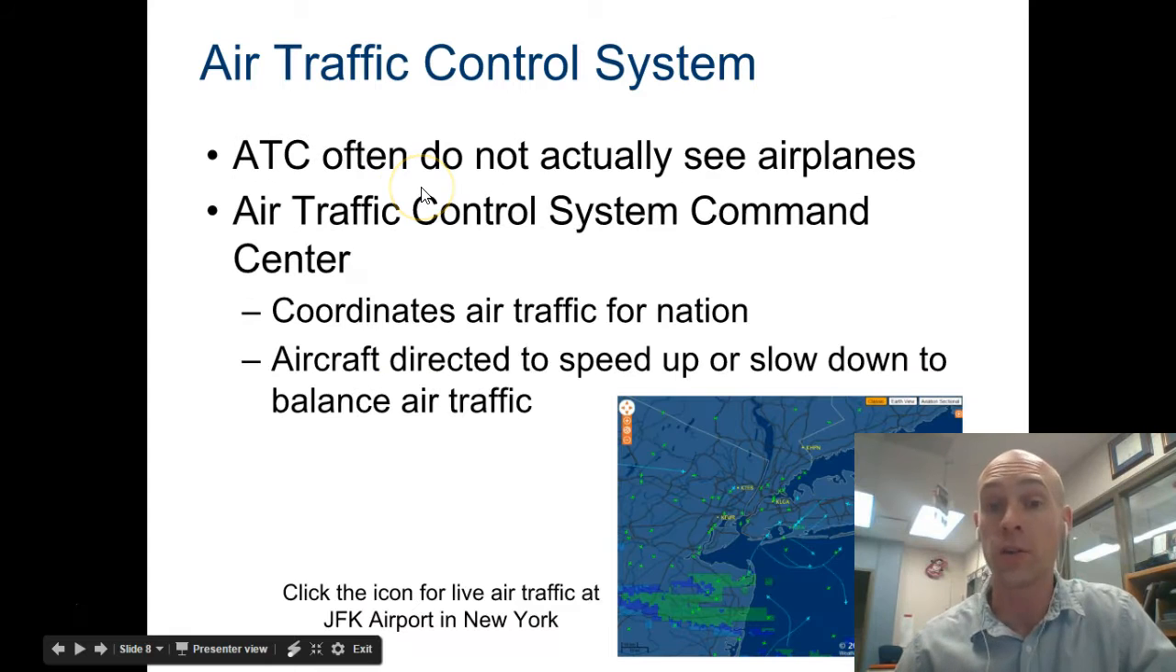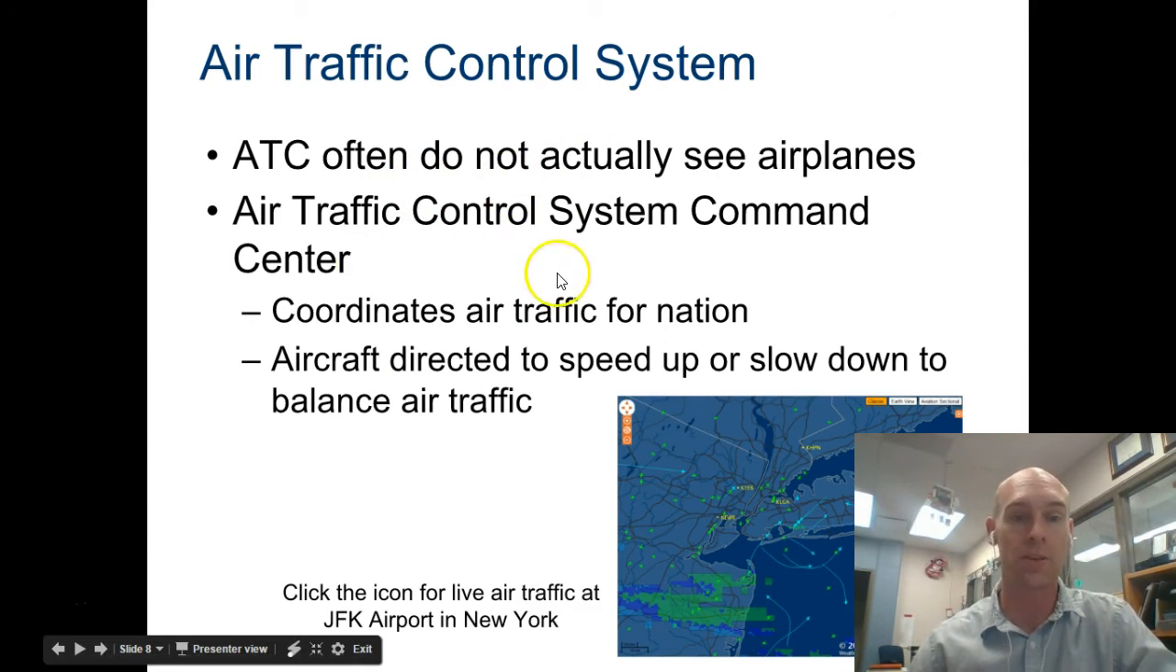Air traffic controllers often do not see the airplanes. They have to use radar to be able to see them. So they have a command center, there are coordinates for the air traffic for the nation, and they direct aircraft to speed up or to slow down to balance air traffic.